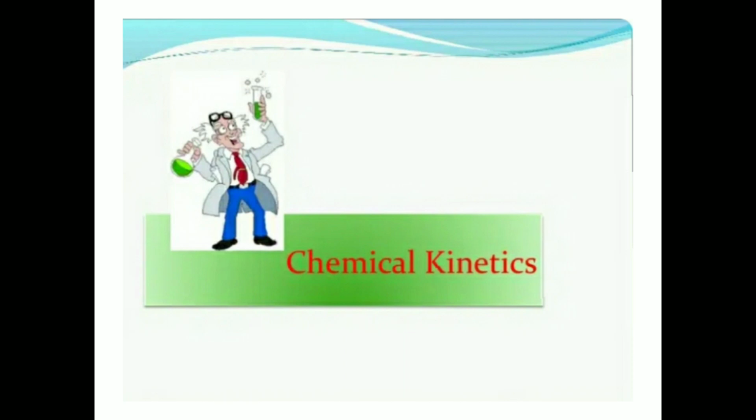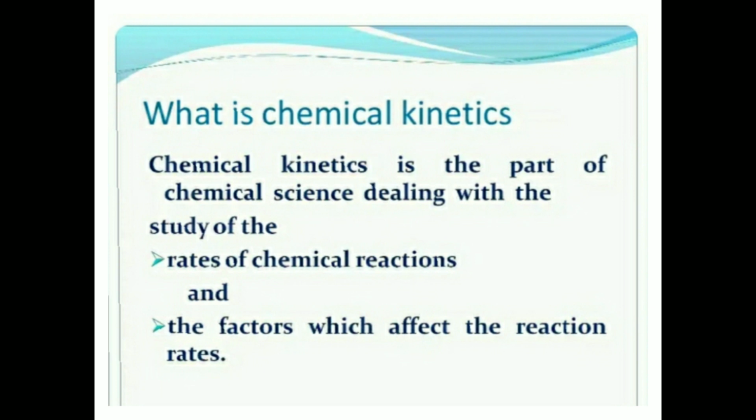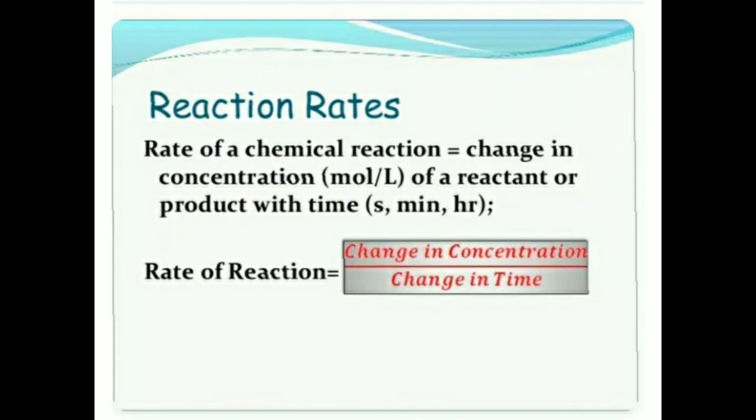Chemical kinetics. What is chemical kinetics? Chemical kinetics is the part of chemical science dealing with the study of the rate of chemical reaction and the factors which affect the rate of reaction.